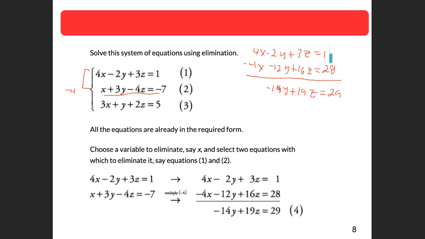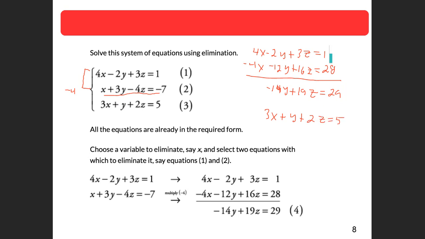So now, since I used equation 1 and 2, I have to use equation 3 to get rid of the same variable. I have to get rid of x again. But I could use either equation 1 or 2. It doesn't really make a difference. I have to use equation 3. So I'm going to write that one down right away. So I end up with 3x plus y plus 2z is equal to 5.